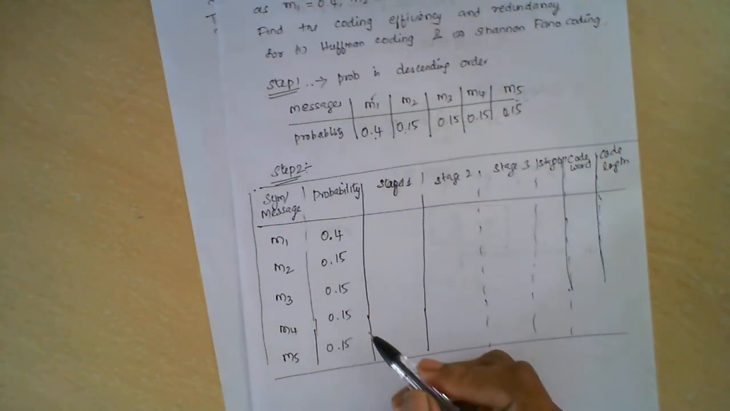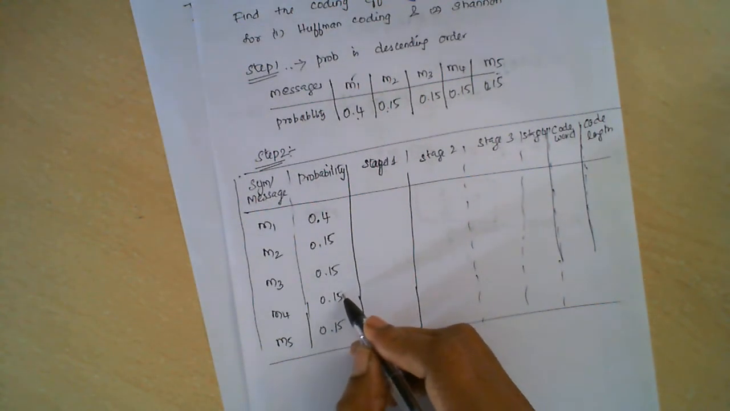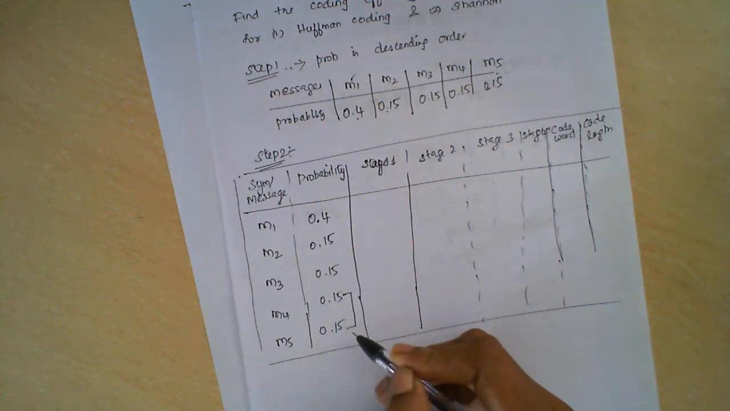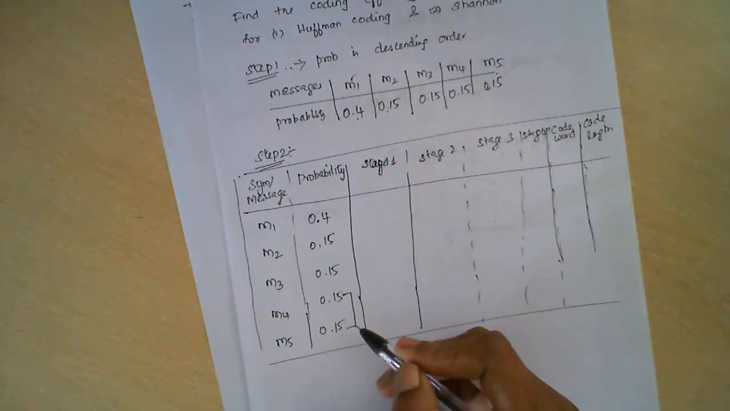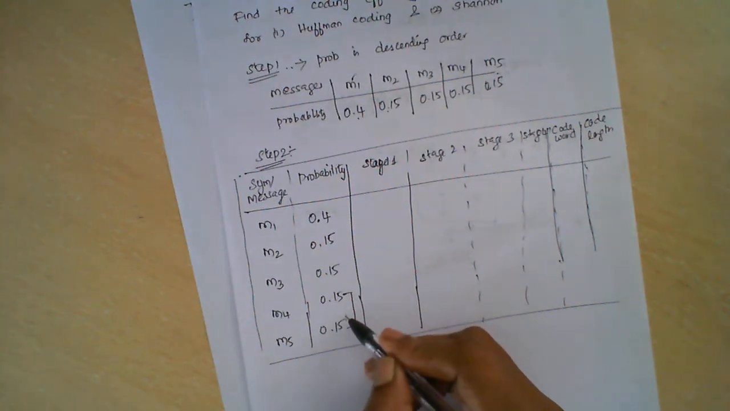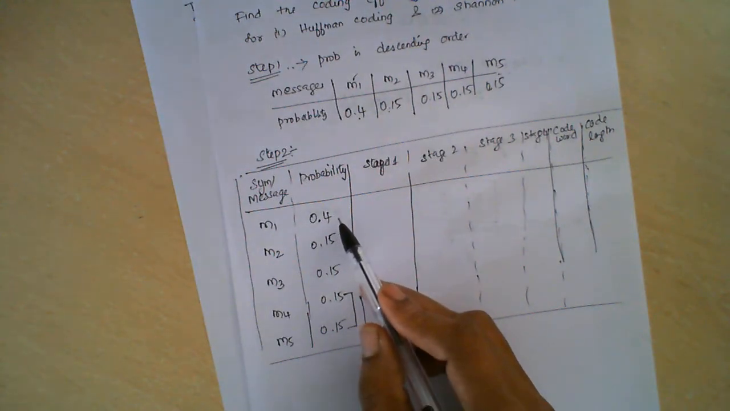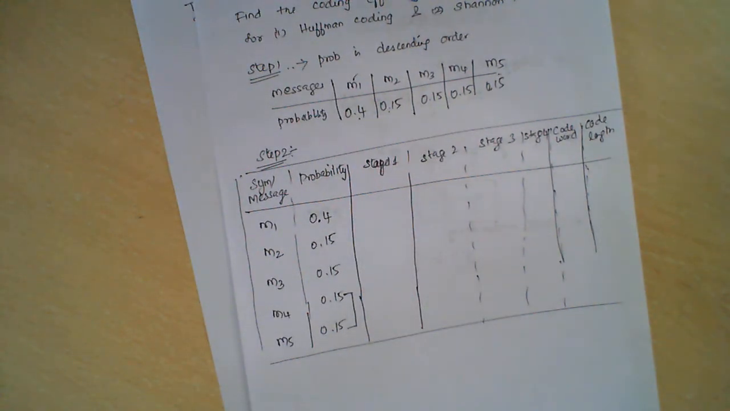For the first stage, you should take the last two values as arranged, add them together, check the value and place it in descending order again. If you add these two values, how much do you get? It is 0.3, since 0.15 plus 0.15 is 0.3. Then you should check the order in which it appears.